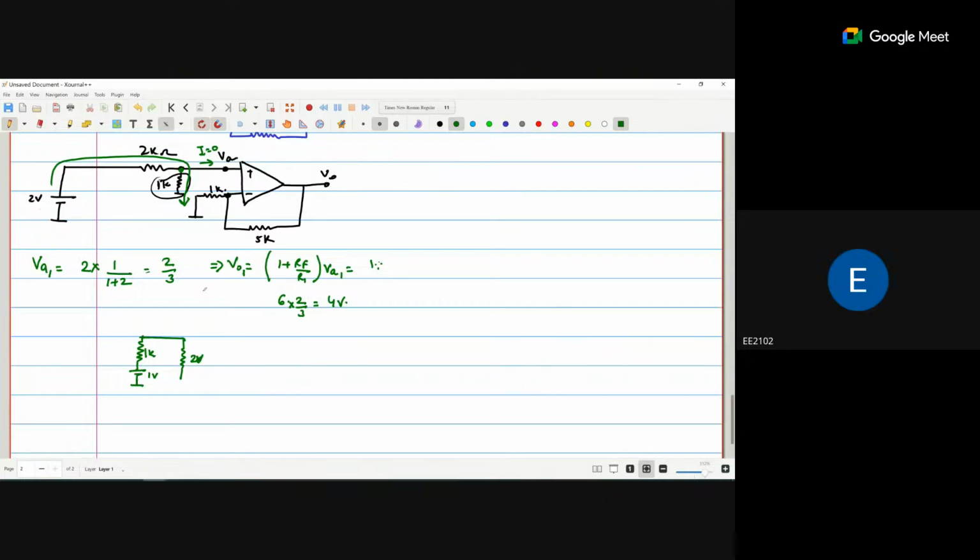2 volts, sorry, 2K, that is ground. Positive terminal, negative terminal, ground, 1K, V naught. Okay. Now this is VA point. I just say the VA2. What is VA2?